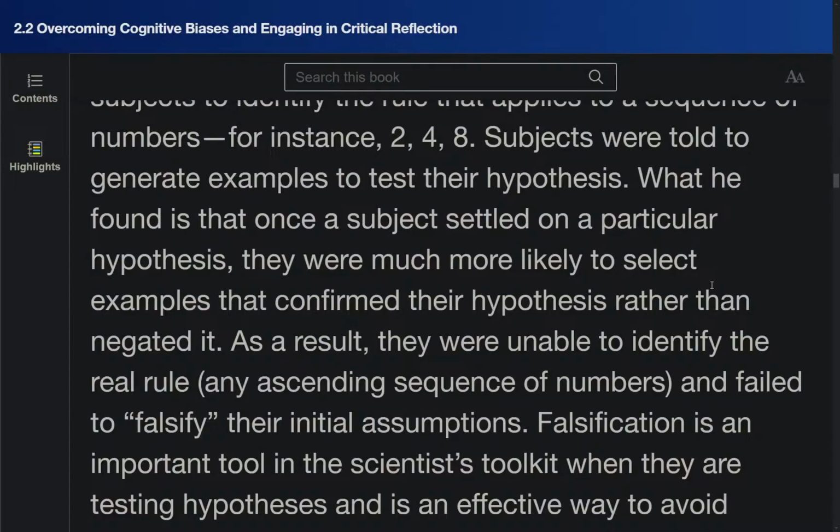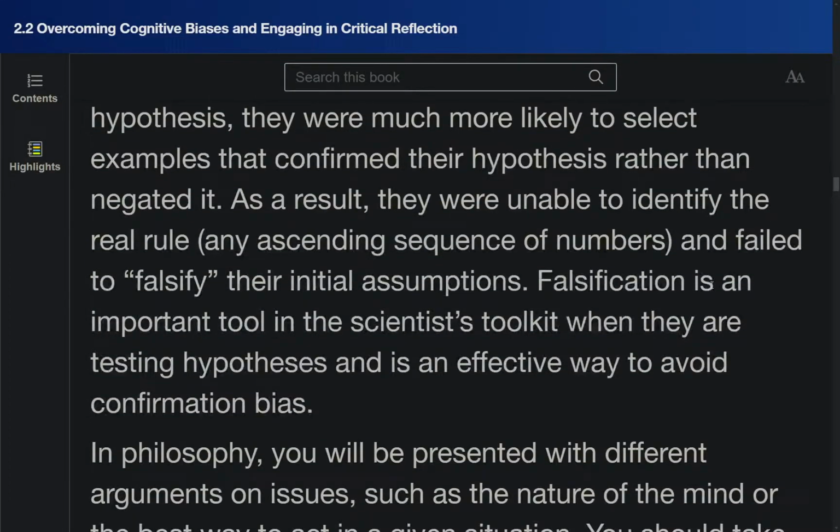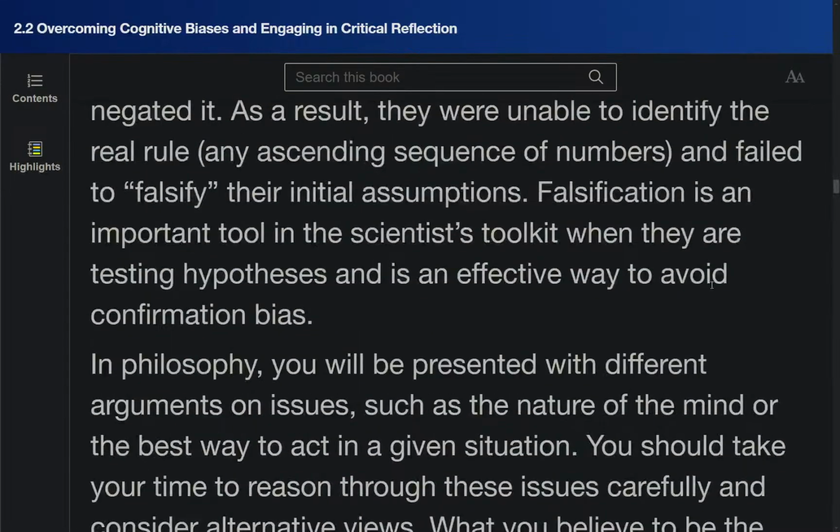As a result, they were unable to identify the real rule, any ascending sequence of numbers, and failed to falsify their initial assumptions. Falsification is an important tool in the scientist's toolkit when they are testing hypotheses, and is an effective way to avoid confirmation bias.